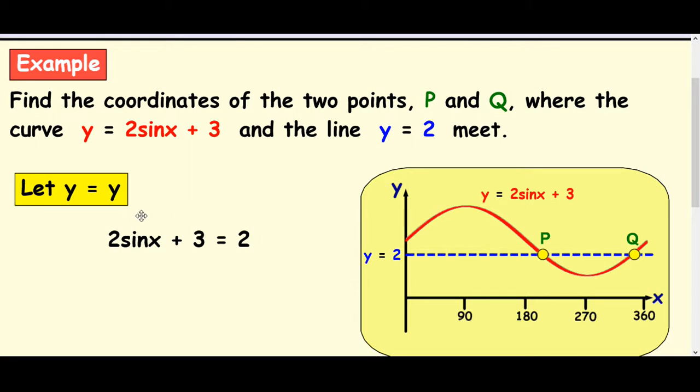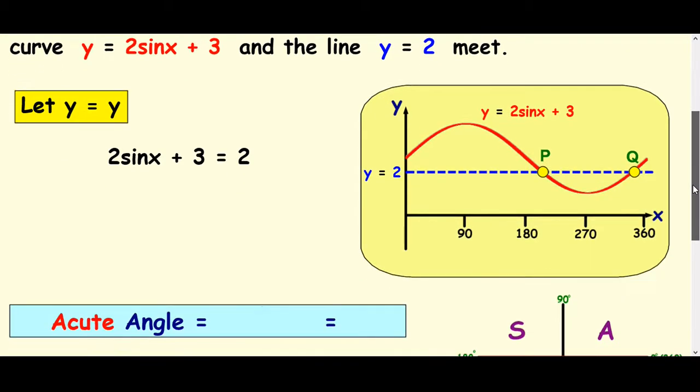So we do exactly the same as before. We do y equals y. So this red bit here, 2 sine x plus 3, is equal to 2. We're trying to find where that graph is equal to 2. So we set up an equation and we solve it. Now this is just a trig equation you've been doing before. So straight away I would take away the 3. That's going to give me 2 sine x is negative 1. Divide by 2, you get sine x is equal to negative a half, or negative 0.5.